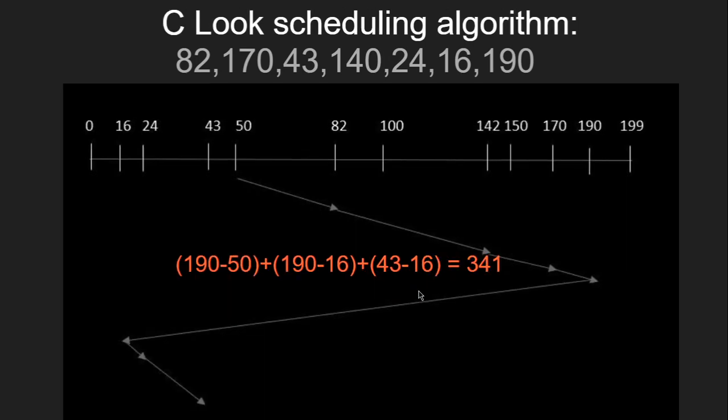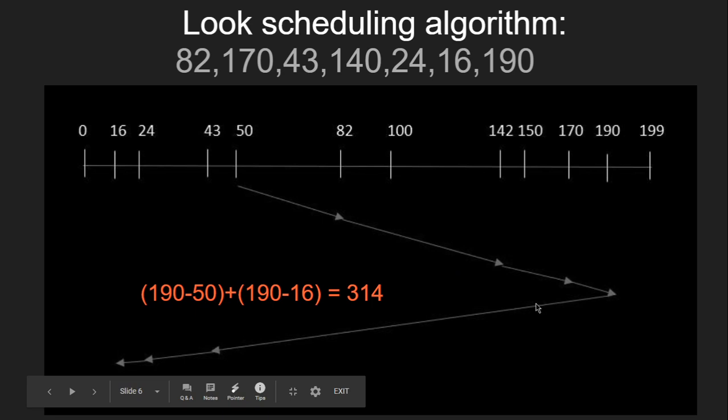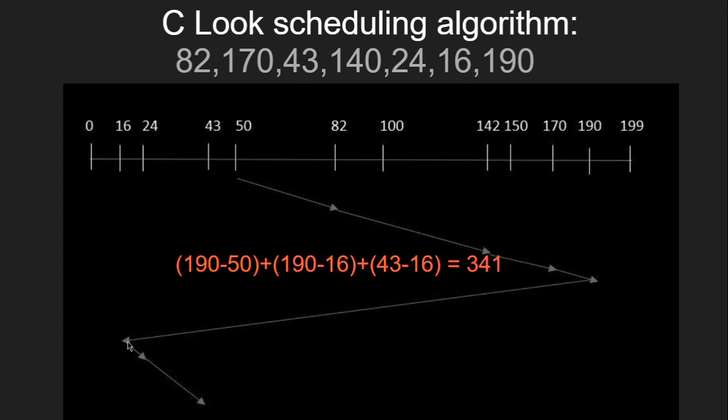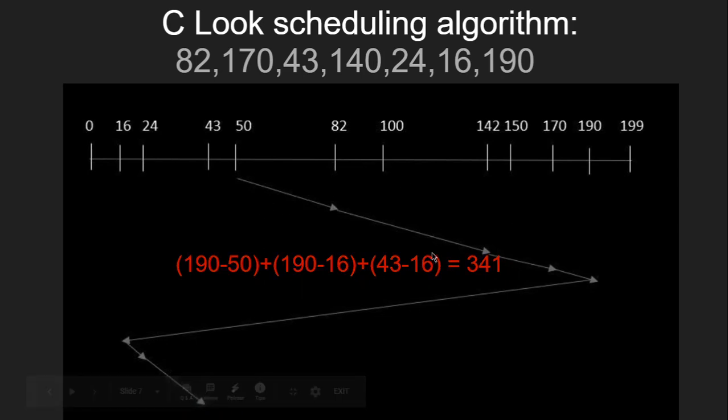And then there is C-LOOK. As the name implies, it is a circular LOOK algorithm. It will go to the right as in the LOOK algorithm, but then it will make a swipe to the least request, and only then start serving requests. Previously, we saw that requests are served on the way back, but in this algorithm the service is granted only after reaching the left end. Here the left end is 16, because this is the least requested cylinder. From 16 it will start scanning again, looking for the nearest ones, 24, 43, and this is the way C-LOOK grants the requests.